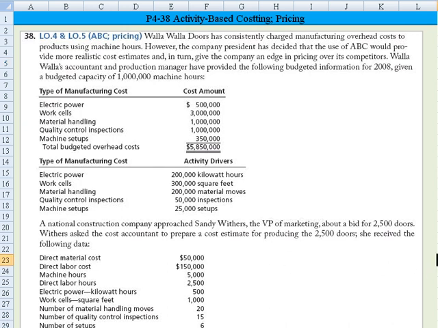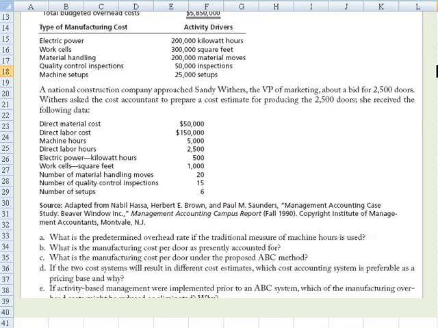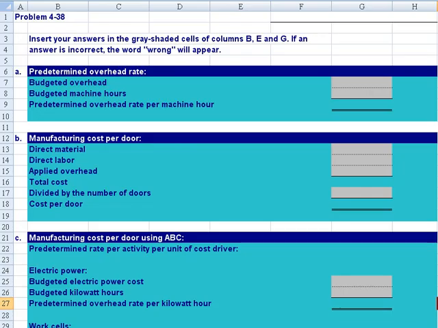And then down here we understand that a bid has been made for 2,500 doors, and Withers asked the cost accountant to prepare a cost estimate for producing the 2,500 doors using the following data. Okay, so we have that data down here. Let me slide down and see what we've got to do. There's what we're looking to solve. What's the predetermined overhead rate if traditional measures of machine hours is used? Well, let's tackle that one first.